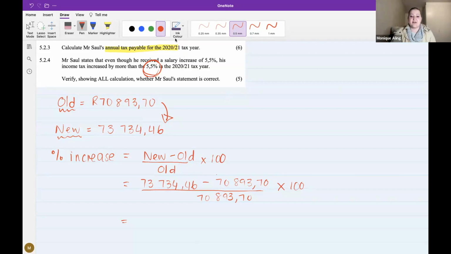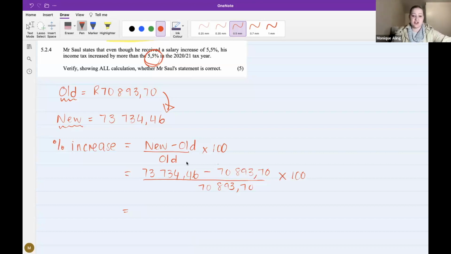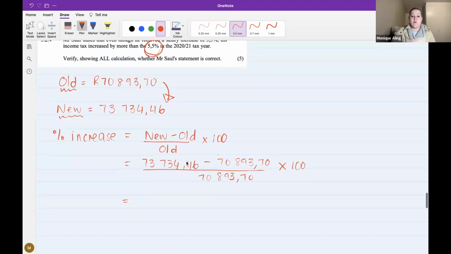No, it didn't increase. Okay, what percentage did it increase by? Okay, let's just check our rounding. What is after that second zero? It's 4,007. So remember we round to 2 decimal places.